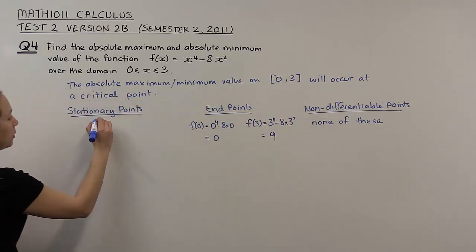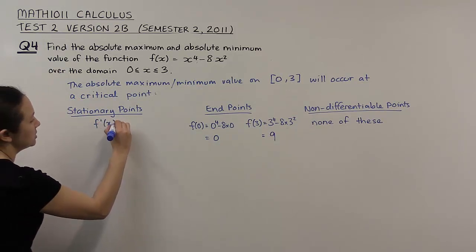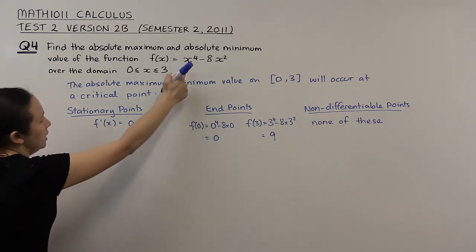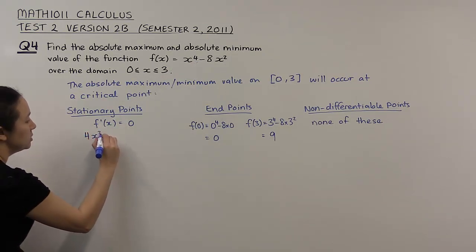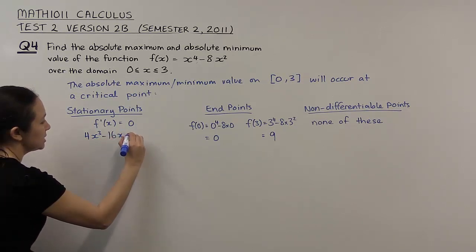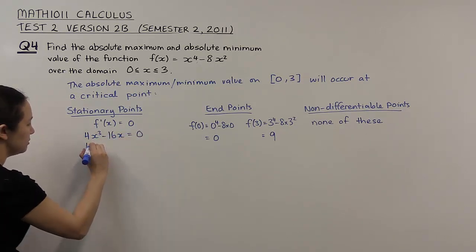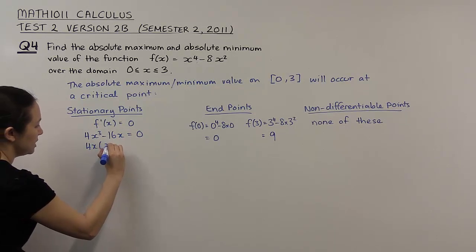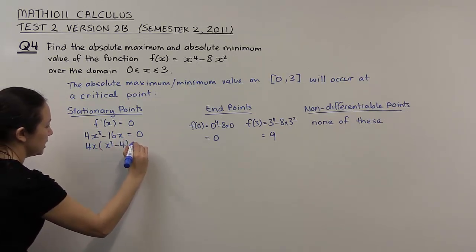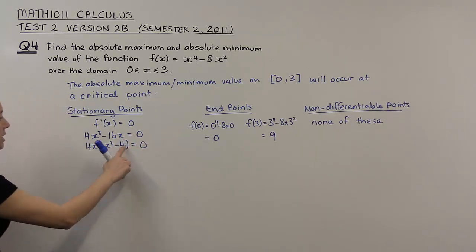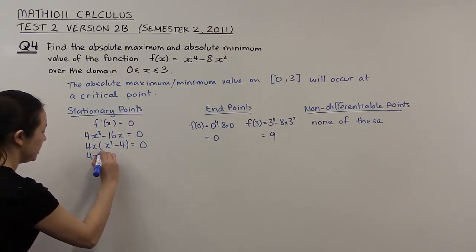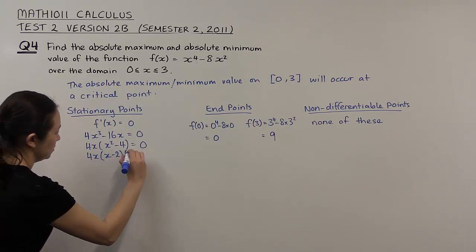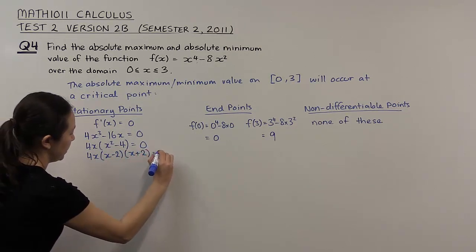So we have to examine the stationary points, but on this interval from 0 to 3. Stationary points will occur when f dash of x is 0. f of x is x to the 4 minus 8x squared, so f dash of x is 4x cubed minus 16x, and we want to solve that equals 0. So I can factorize this. I can at least take out a 4x and be left with x squared minus 4, but I can further factorize that into x minus 2, x plus 2.